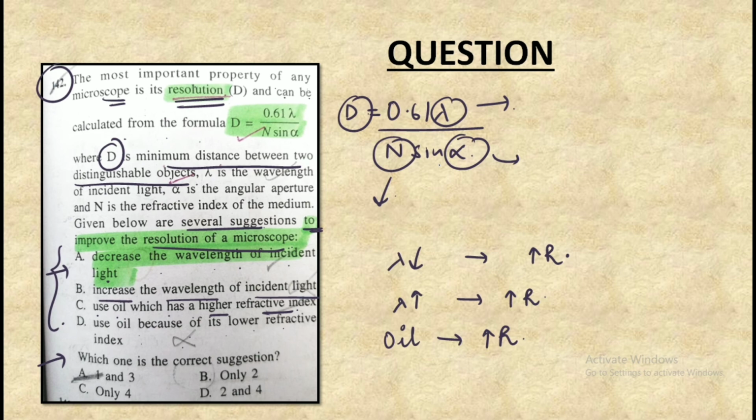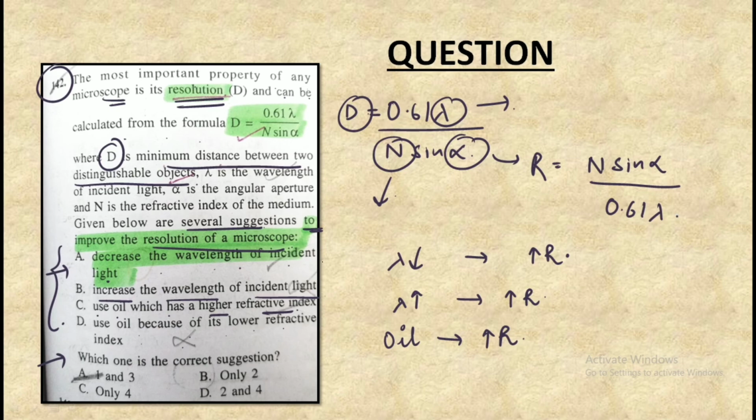We need to improve the resolution, so we need to reverse the formula first, depending upon our requirements. So the resolution would be equal to n sine alpha divided by 0.61 lambda. Now we could apply the knowledge that we have and also the suggestions that are given.